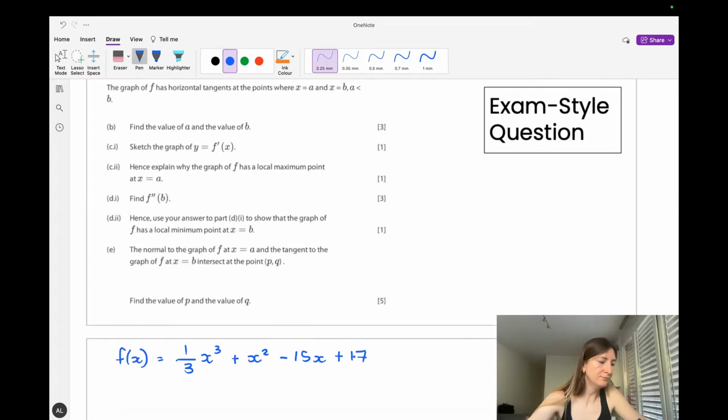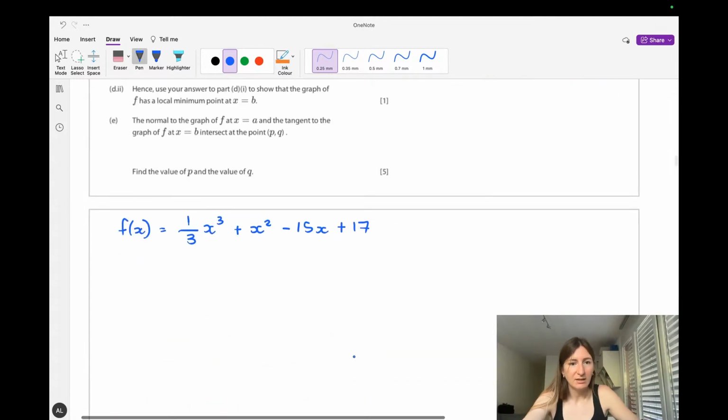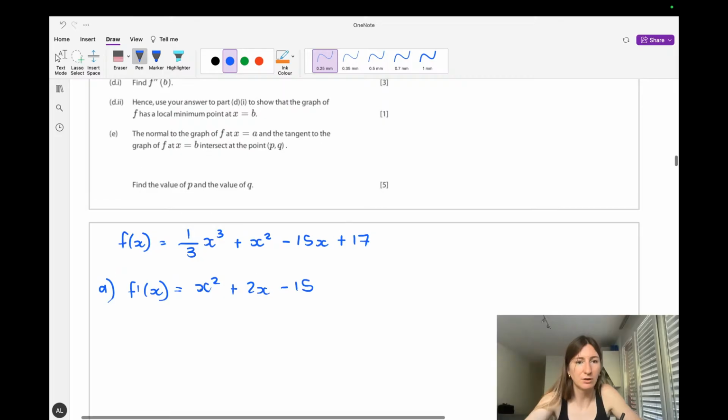Wow. Okay, question A, find the derivative of that function. So that's all right. I'm going to have 3 times 1/3, which is just 1, x take away 1, so just x squared. That goes nice and neat. Plus 2x minus 15. There we go. That's turned into a much nicer thing to work with.